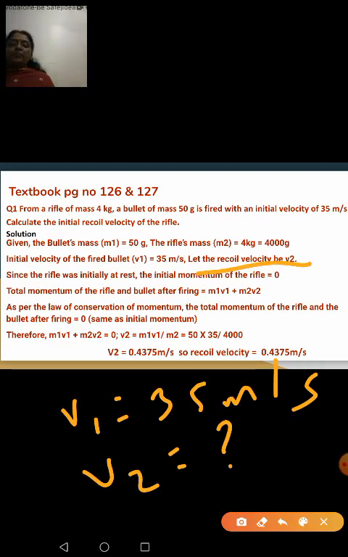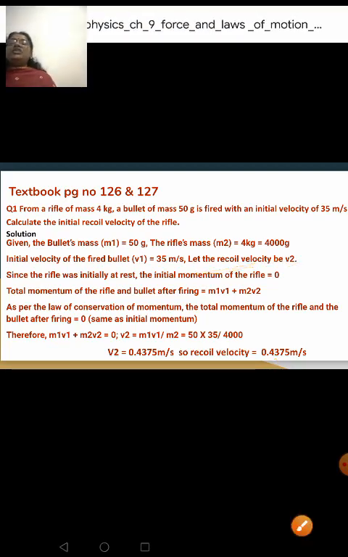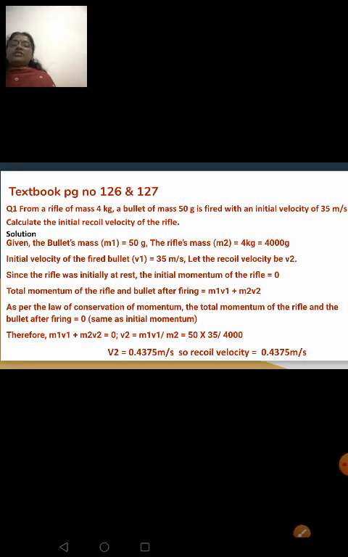Okay. So now, see, initially the rifle was at rest. Therefore, initial momentum of the rifle will also be 0. When we did momentum itself, I said the objects that are at rest will have their momentum also 0. So now we will calculate the total momentum of the rifle and the bullet after firing it out from the gun. So we'll be using only that final momentum part, because initial momentum is 0. Initial momentum is equal to final momentum. Initial momentum is 0. Final momentum will also be 0.